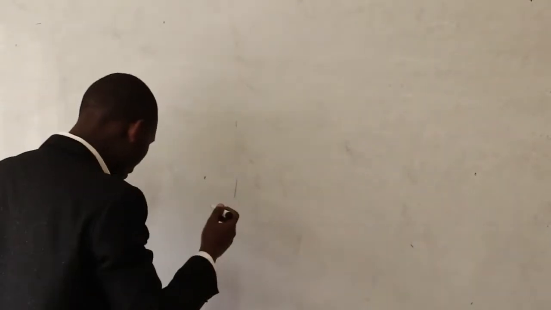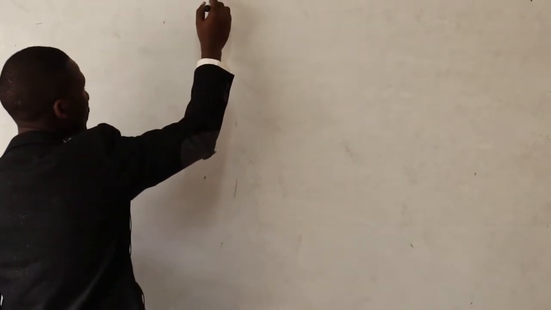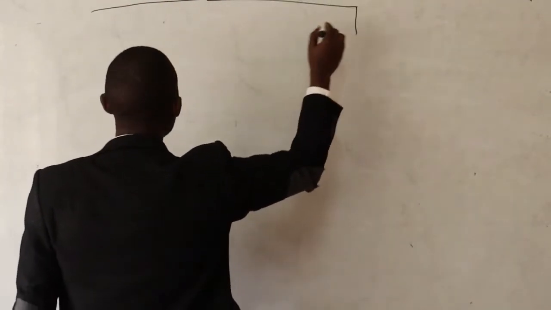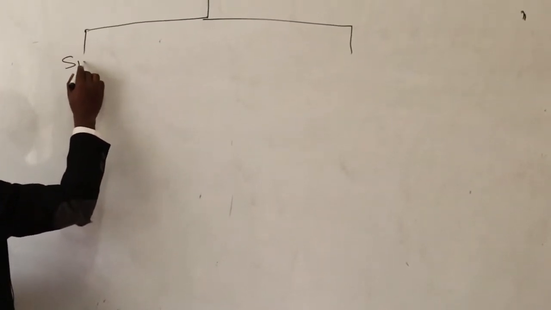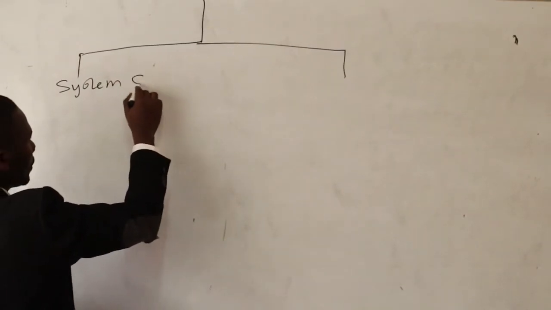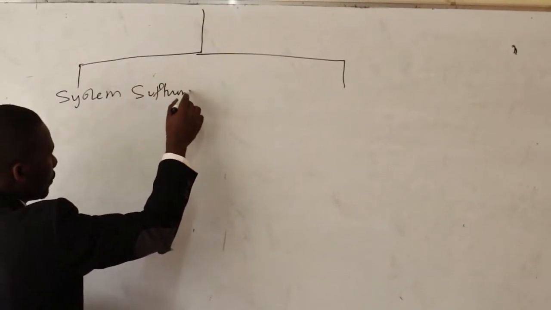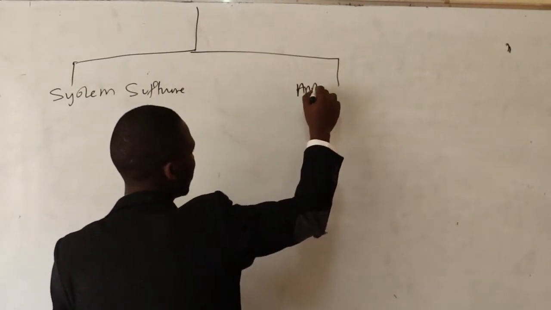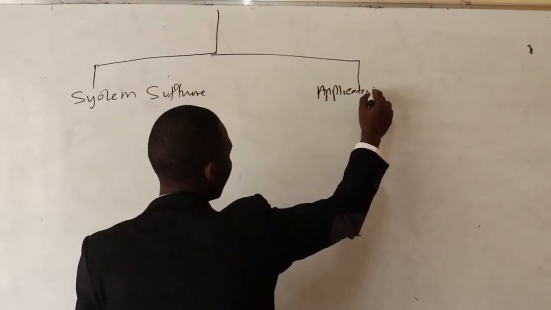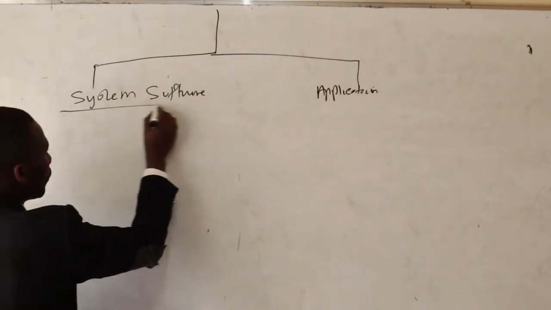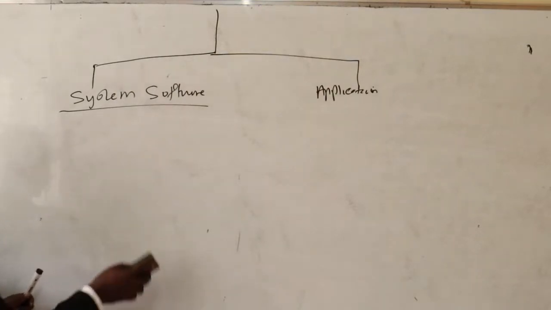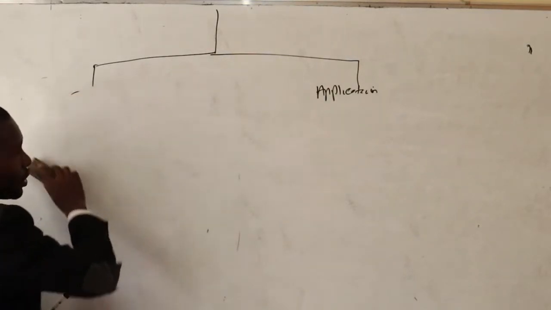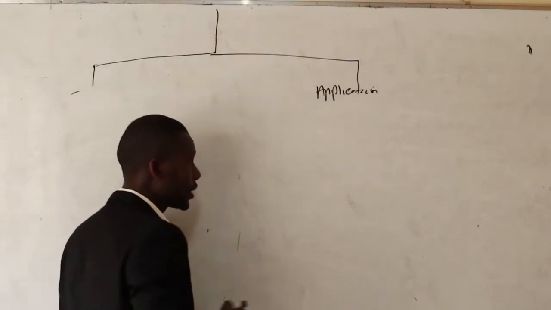The other classification we need to expound further. Remember that we started by classifying software into two. We stated that we have the system software and application software. Whatever we have discussed so far is system software, that is the operating systems and utility applications. So we need to expound further on application software.